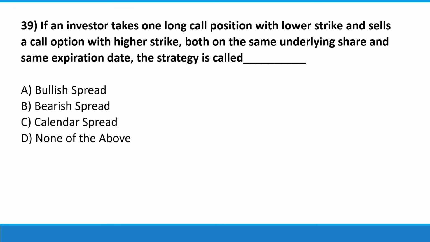Next question. If an investor takes one long call position with lower strike and sells a call option with higher strike, both on the same underlying share and the same expiration date, the strategy is called option A, bullish spread, option B, bearish spread, option C, calendar spread, and option D, none of the above. The correct answer is option A, bullish spread.